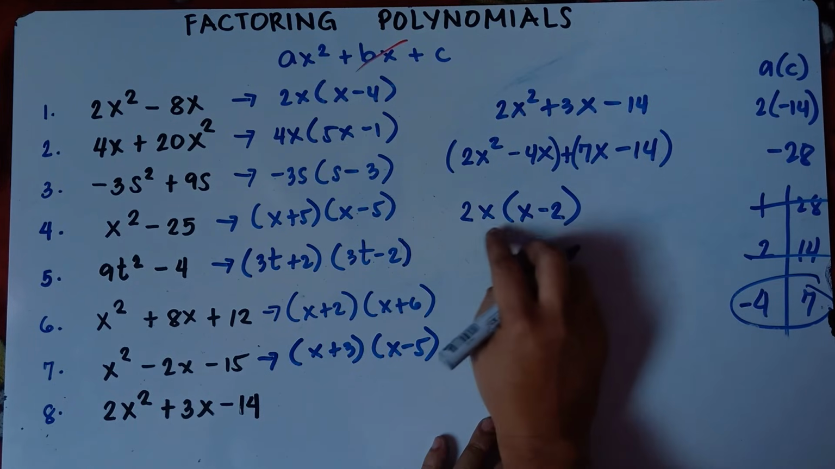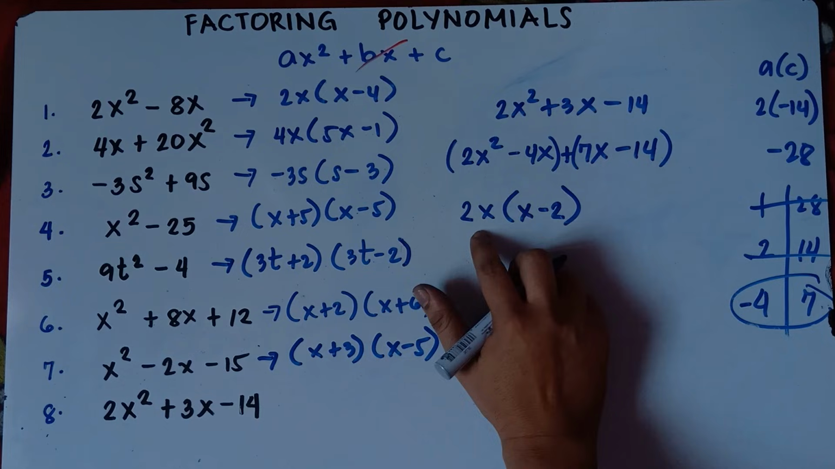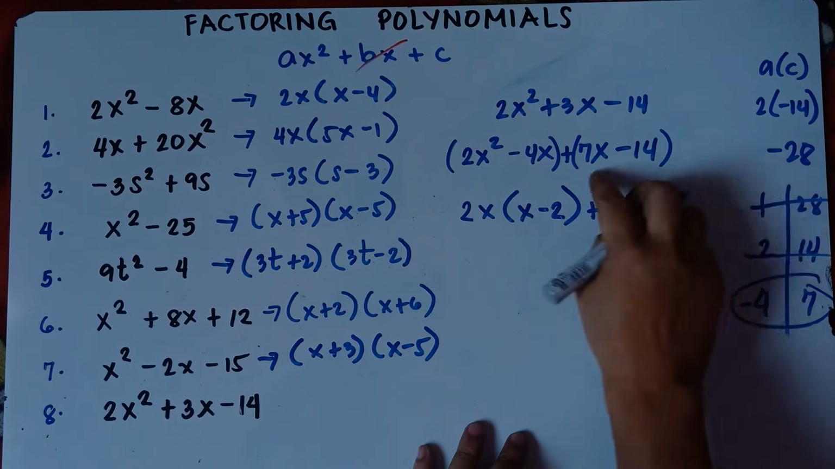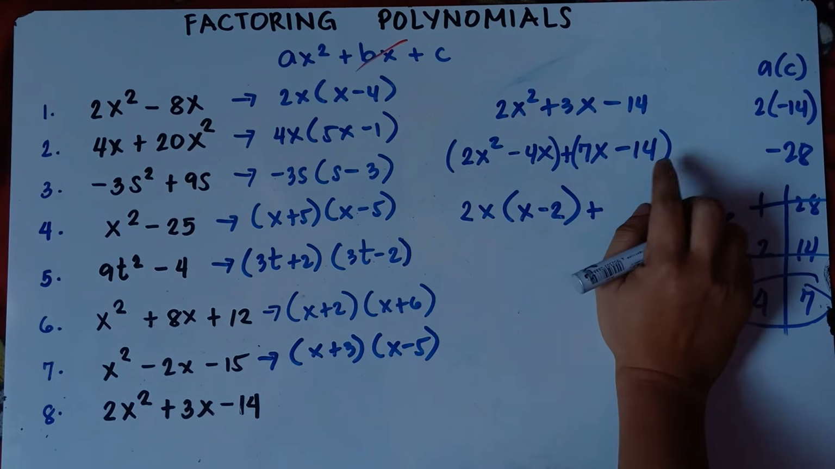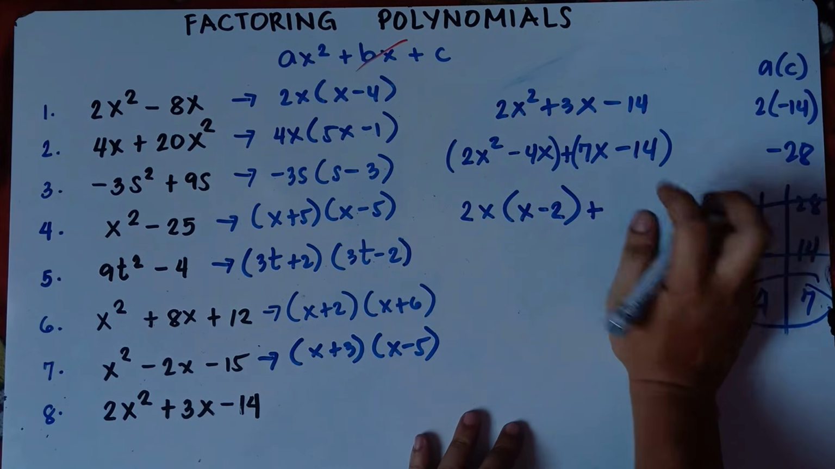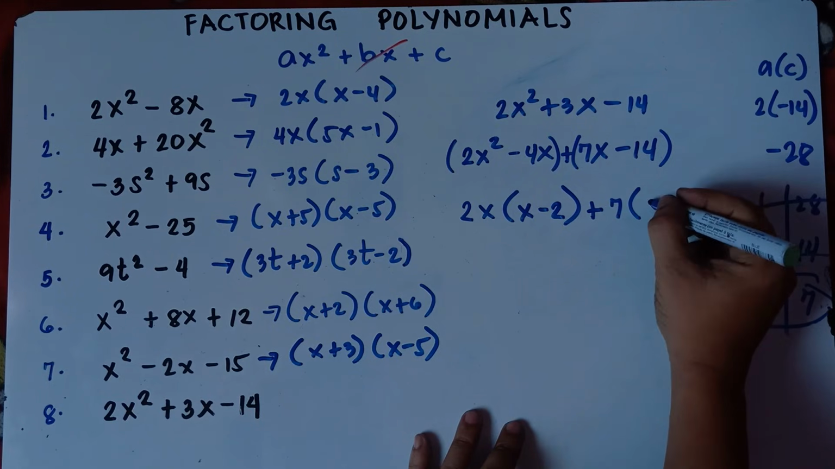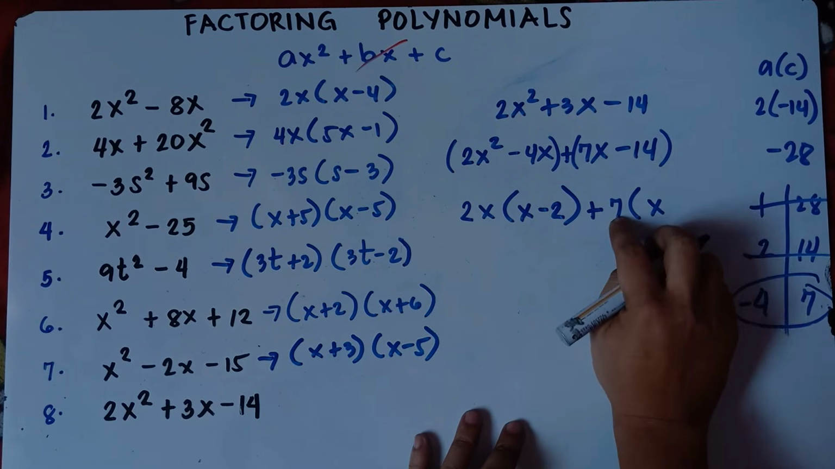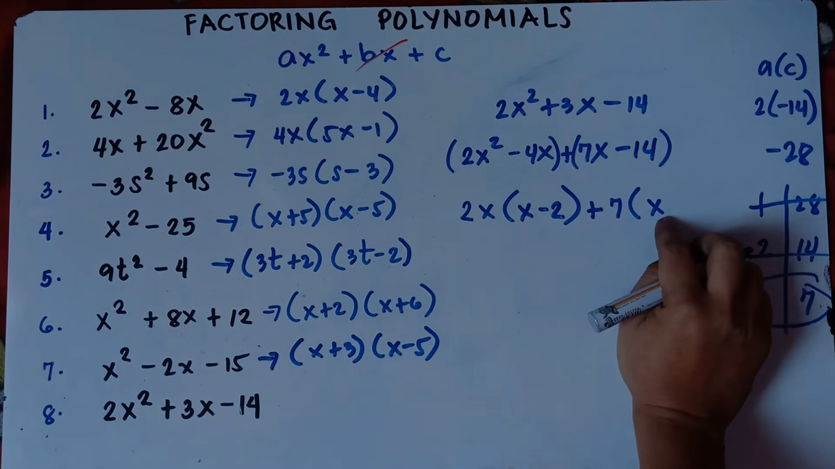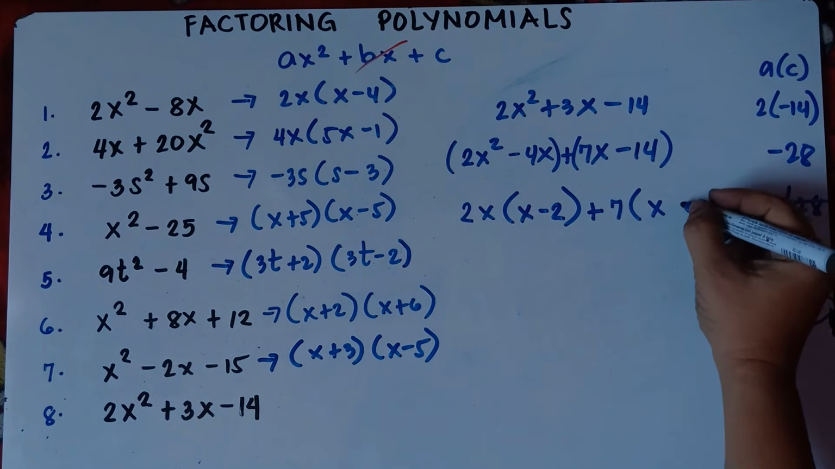So this will be 2x, quantity x minus 2. If you multiply 2x times x, that will be 2x squared. 2x times negative 2 is negative 4x. Then plus, you can factor this out by 7. We cannot factor out the variable because 14 doesn't contain a variable. So just 7, plus 7. Then 7x divided by 7 is x, and negative 14 divided by 7 is negative 2.